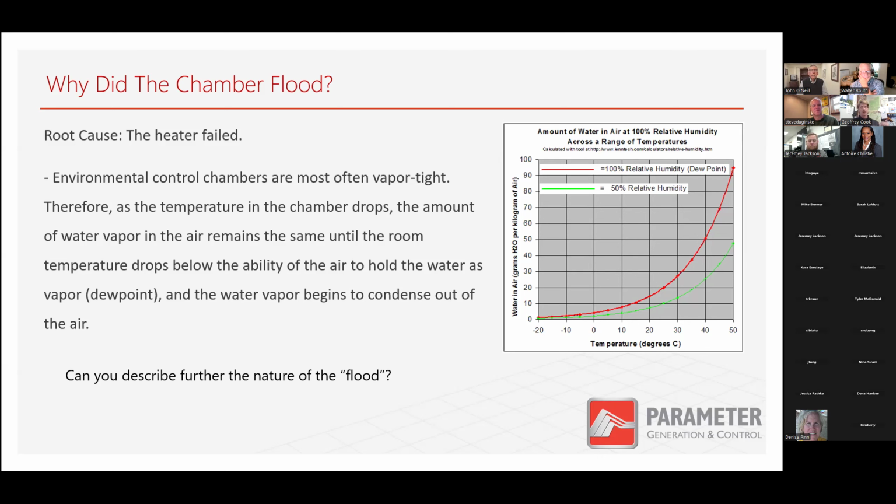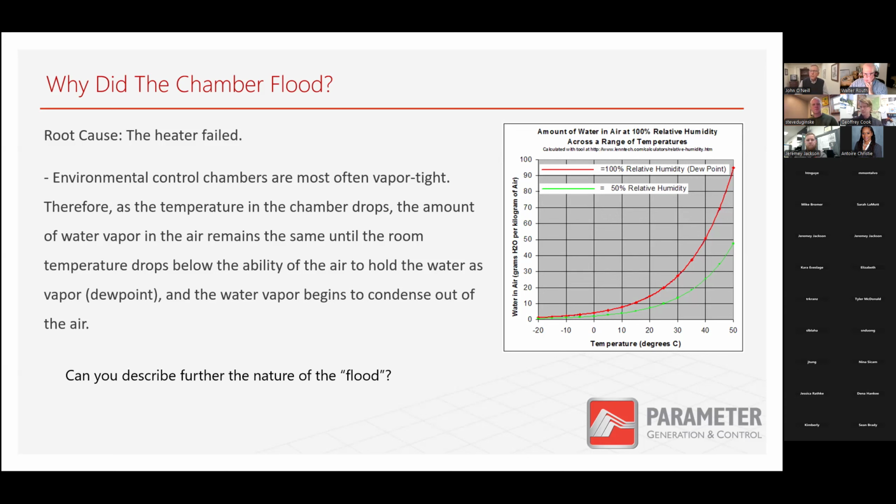But if we take the condensation consideration a little further, if you do have a vapor tight chamber, even if the heater is working fine and the chamber is working fine, if the door is left cracked open a little bit, as that hot, humid air from inside the chamber escapes into the ambient temperature outside the chamber, you can potentially flood a lab space or the area very close to the outside of that chamber. So the concept of the dew point extends even outside the chamber. We see that fairly often.